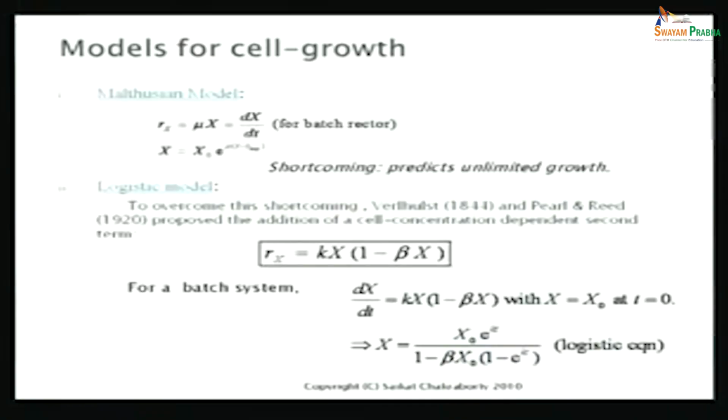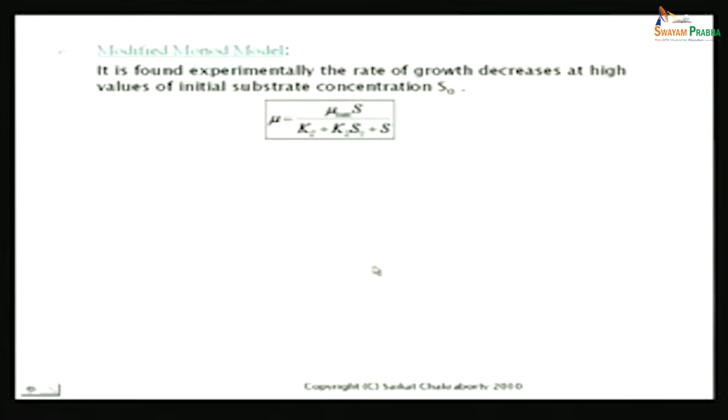So if you look at the screen here, we started off with the Malthusian model, which simply said that Rx is dx/dt. And then we went on to look at the logistic model, which tried to propose a second order dependence on the reaction rate of the substrate, and then we got dx/dt is kx times 1 minus beta x, and then the next model was the most important model we looked at, which was the Monod growth model.